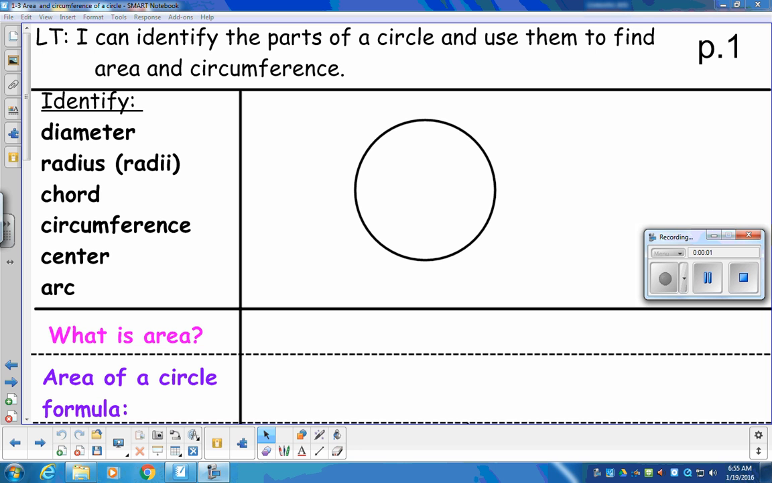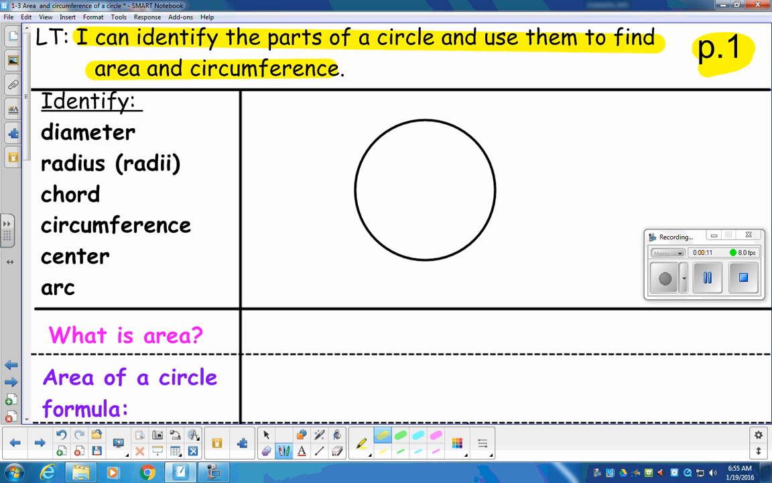Okay, 7th grade. Our learning target today is: I can identify the parts of a circle and use them to find area and circumference. You should be on page number 1 of the packet.